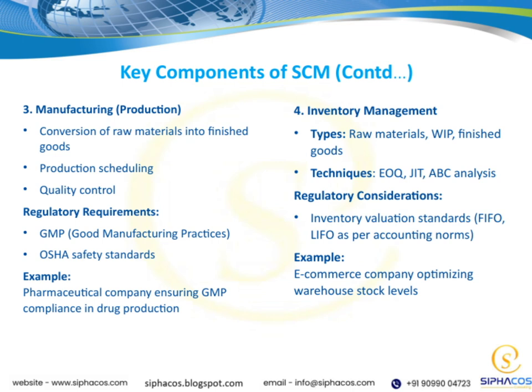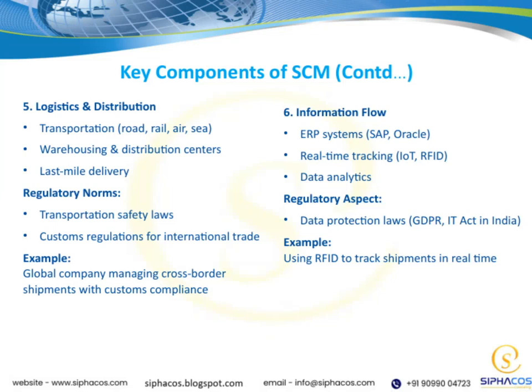Let's take a look at the flow of information within a supply chain. First, ERP systems like SAP and Oracle play a central role here. They help integrate all business processes, ensuring that data flows smoothly across departments. Alongside that, real-time tracking technologies such as IoT devices and RFID tags enable us to monitor shipments and inventory instantly, providing up-to-the-minute updates. Then, the data collected through these channels is analyzed to gain valuable insights, which support better decision-making.